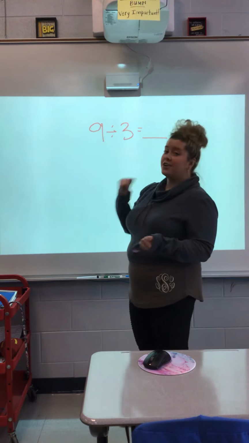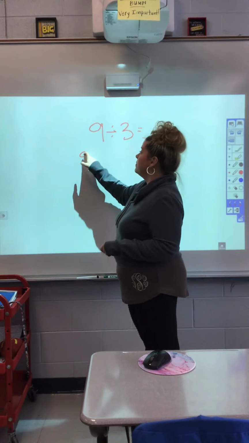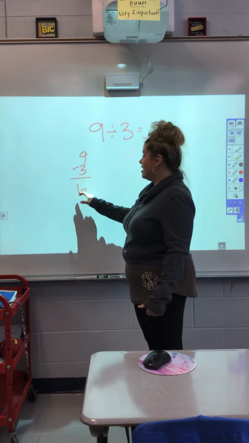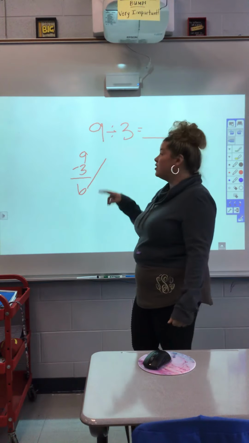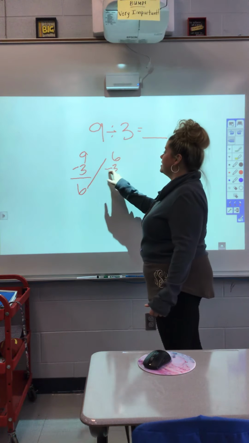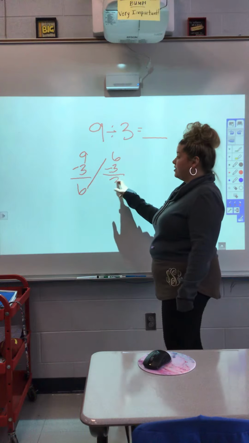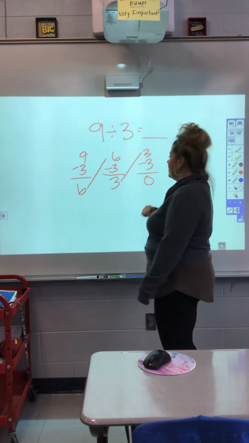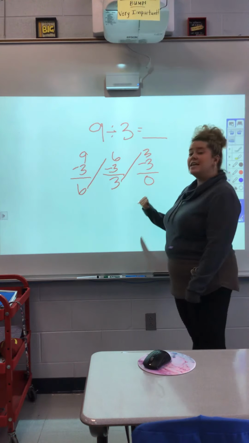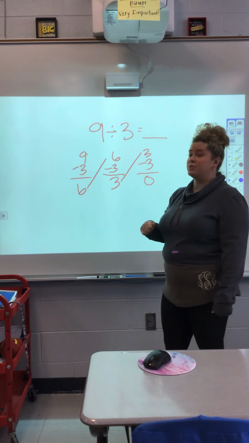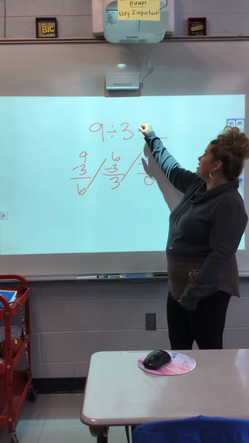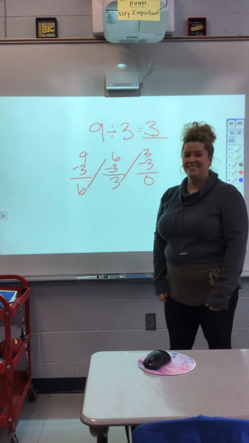So we're going to start by turning this into a subtraction problem. 9 minus 3 equals 6. Pull up my 6 to create another problem. 6 minus 3 is 3. Pull up my 3 minus 3, 0. Once I make it to 0, I count how many problems there are. 1, 2, 3. So 9 divided by 3 is 3.